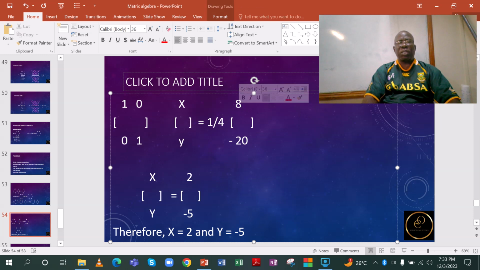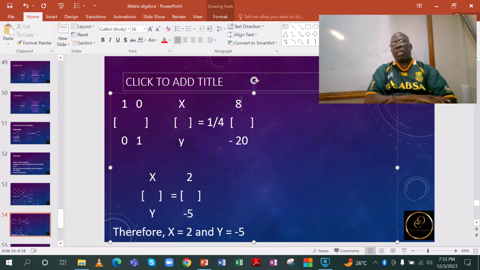The first row reduces to 8 over 4, which is 2. The second reduces to negative 20 over 4, which is negative 5. So they are now equated: x is equal to 2, y is equal to negative 5. That is how you solve a system of equations in two unknowns using the matrix method.